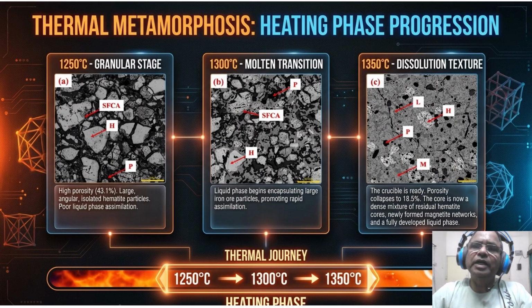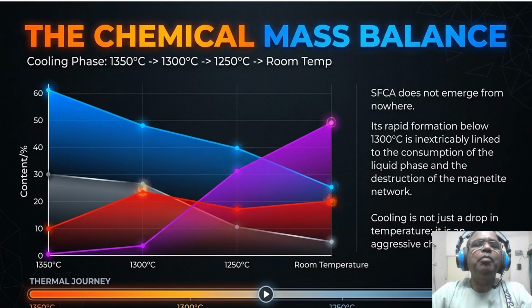So let us talk about our chemical mass balances. The cooling phase is characterized by an aggressive chemical trade-off. As the temperature drops below 1300 degrees centigrade towards room temperature, we see the rapid formation of SFCA. This genesis is inextricably linked to the simultaneous consumption of liquid phase and the systematic destruction of the magnetite scaffolding network.